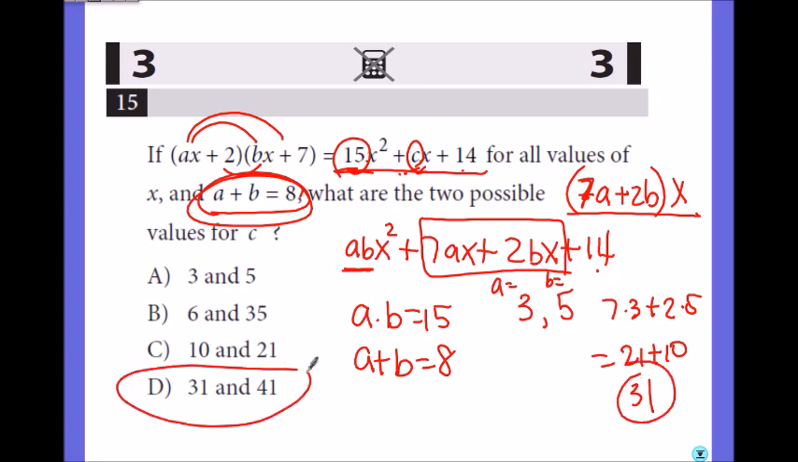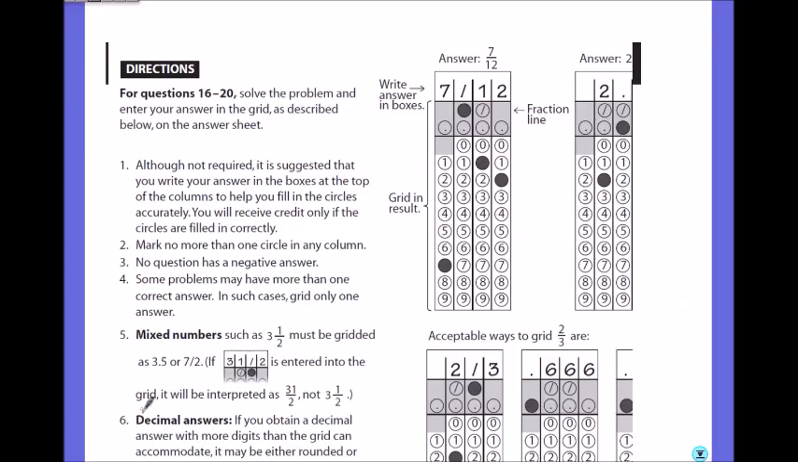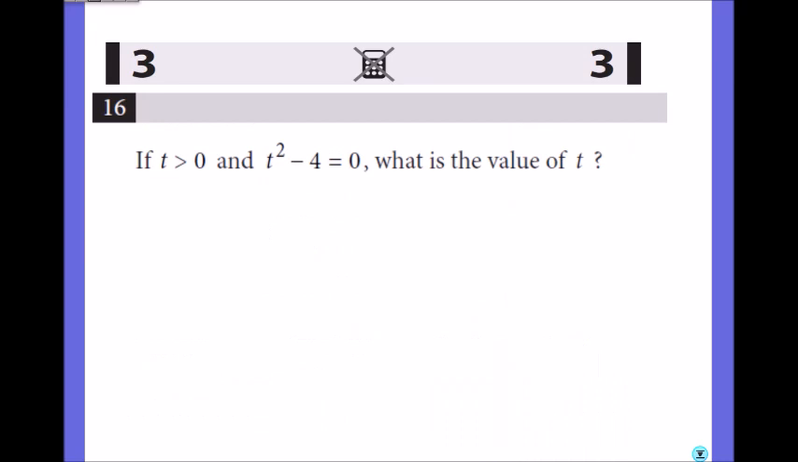So here's D, and I'm sure you get 41 when you switch X and A and B with 5 and 3. Okay. So here now for the response section, if I were you, I'd try to leave your answer in simplified fraction rather than rounding the answer. And your number cannot be negative, and neither can it be more than 4 digits, including all the decimals and the expressions, okay? So 16, if t is greater than 0, meaning positive, t squared minus 4 is 0. What is the value of t?